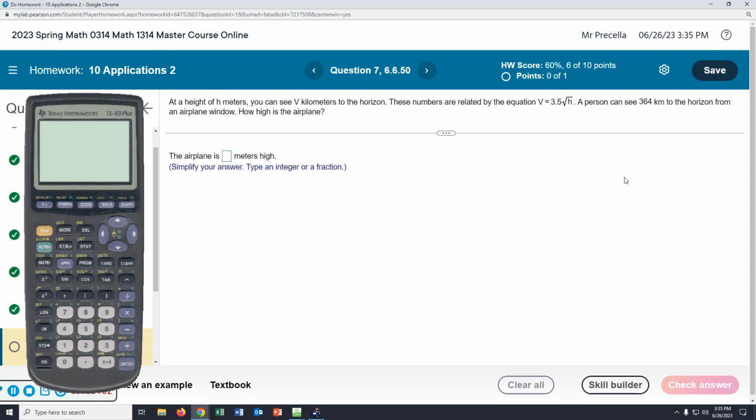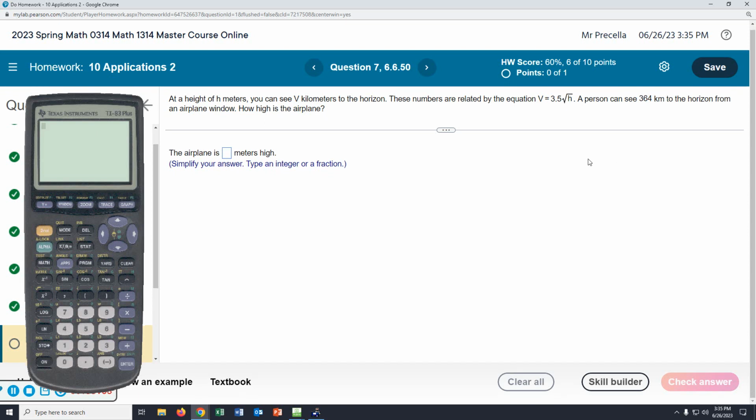Oh, wait a minute. So here's the problem. A person can see 364 kilometers to the distance from an airplane window. I don't know how this person knows they're seeing 364 kilometers, but okay. They have some little device they're measuring. They're seeing 364 kilometers to the horizon. How high up is the airplane?